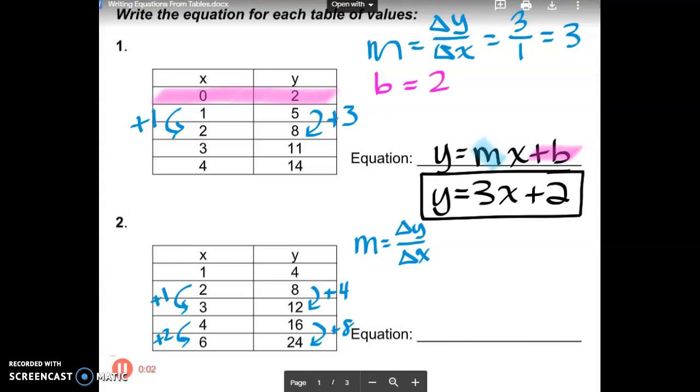So it's proportional, right? Okay. So that's okay, because if I did 8 over 2, that would simplify to be 4. Or if I do 4 over 1, it's also going to simplify to be 4. So the slope remains the same.